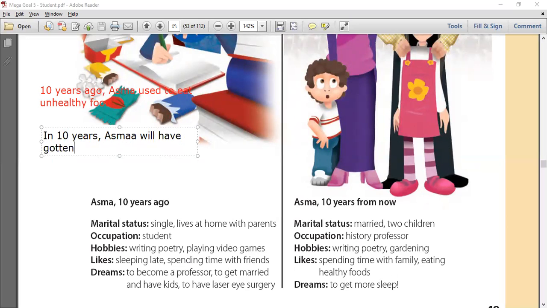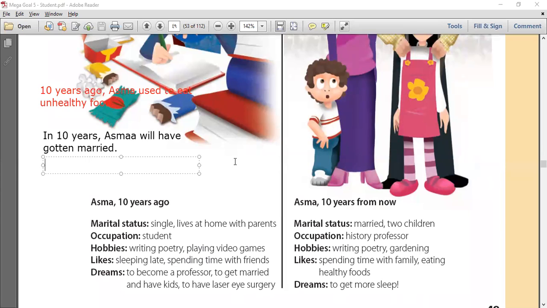Will have gotten married. Thank you so much, Rimas. Very good. So in 10 years, Asma will have gotten married. Okay, another sentence. Can I answer? Yes, Ghadi, please.